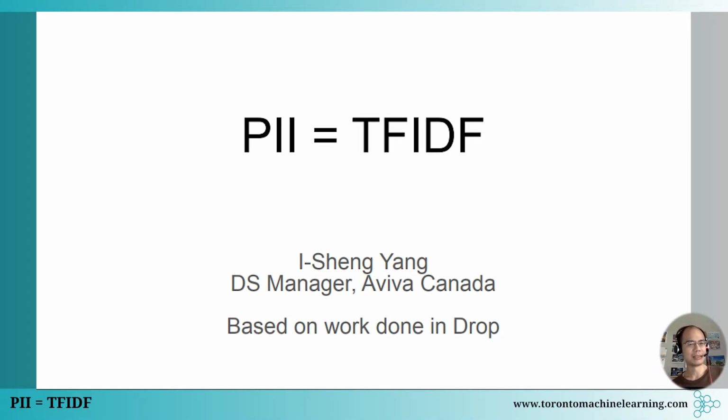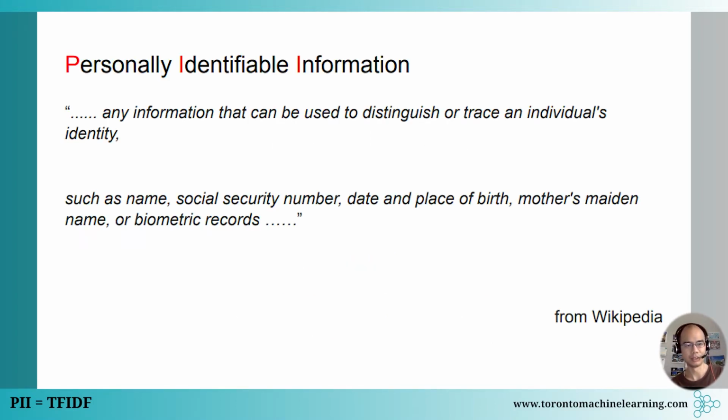So I'll start by explaining what PII means. It stands for Personally Identifiable Information. If you look it up on Wikipedia, you'll see some explanation like this. It's any information that can be used to distinguish or trace an individual's identity. For example, it could be the name, the social security number, date of birth, place of birth, maiden name, and so on and so forth. There can be many things that allow us to distinguish or trace someone.